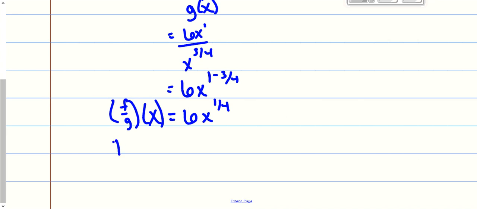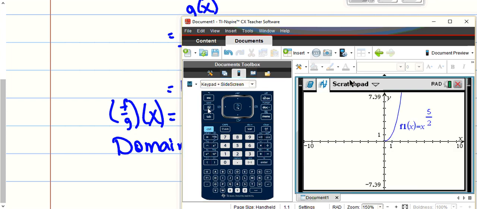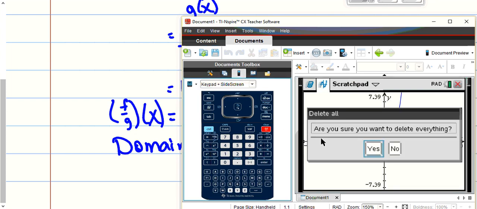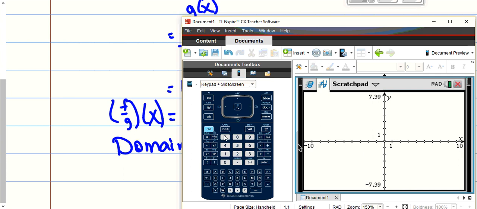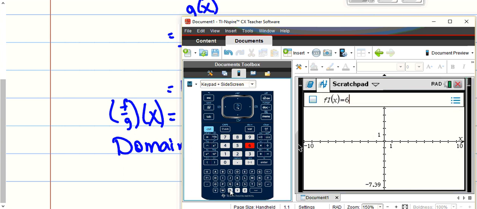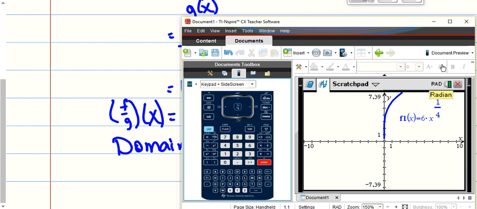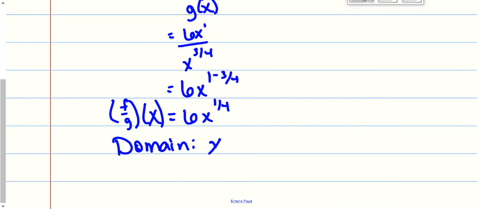Let's go find our domain. Plug it in our calculator here. Let's delete what's there. And press tab. 6x raised to the 1/4 power. It goes up and to the right, so x is greater than or equal to 0, because 0 is where it started. Now it said to evaluate when x is 16.